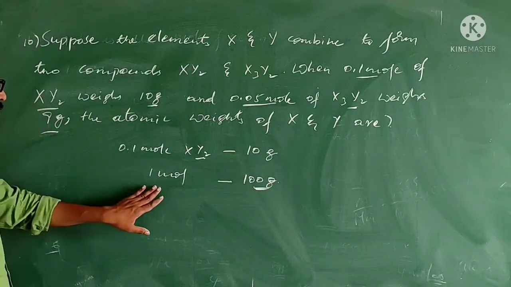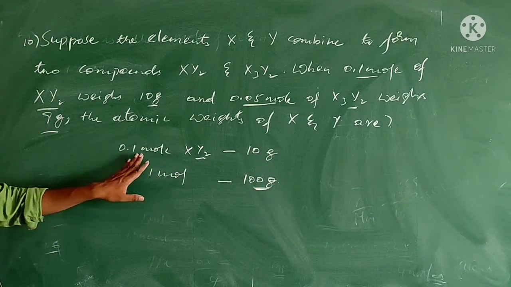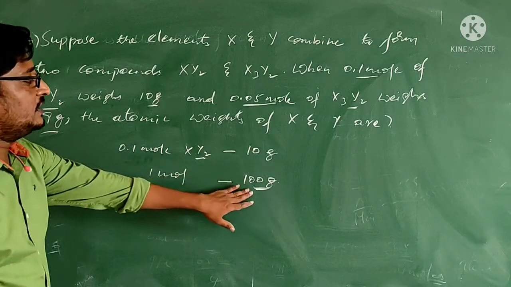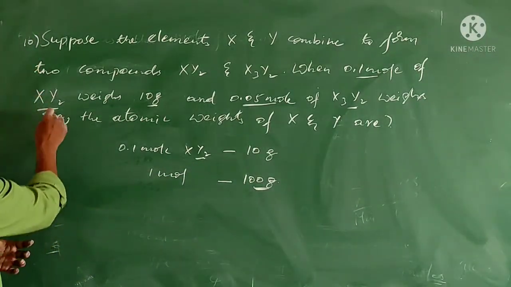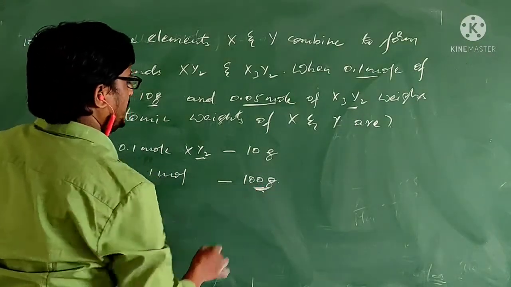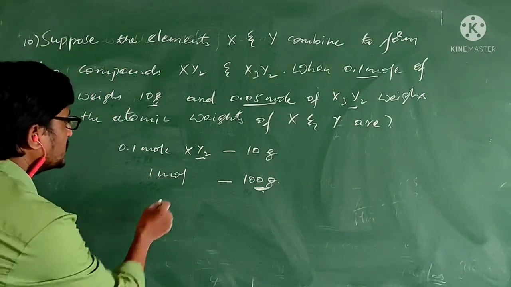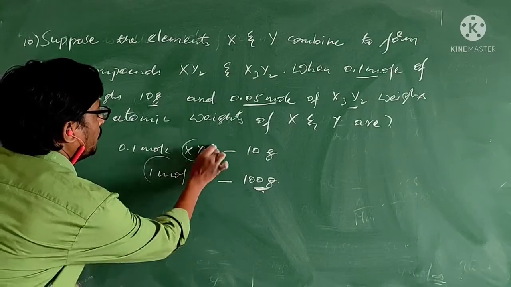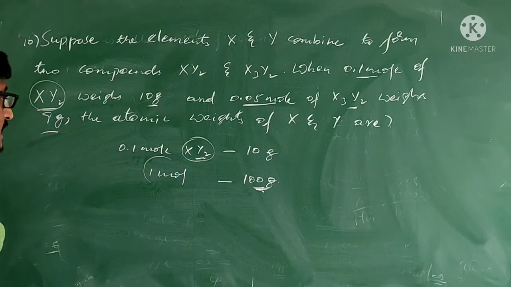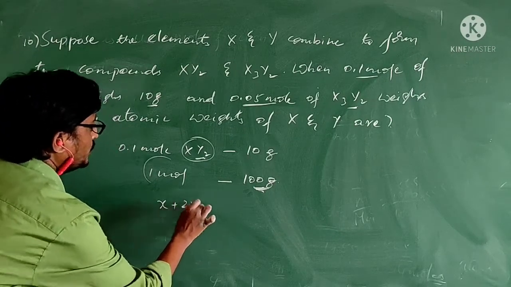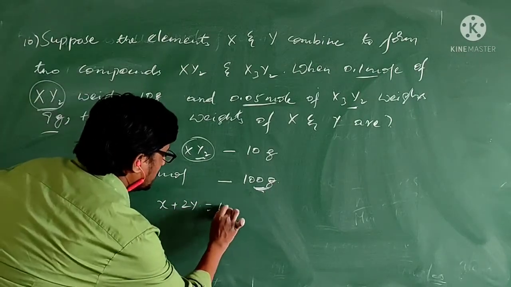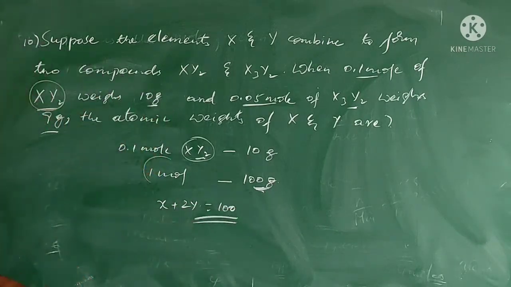Is that right? 1 mole is 10 times that of 0.1 mole, so it will be 10 times. So the molar mass of xy2 is nothing but 100 grams. This can also be written as: the atomic mass of x plus 2 into the atomic mass of y is equal to 100. We can write it this way.